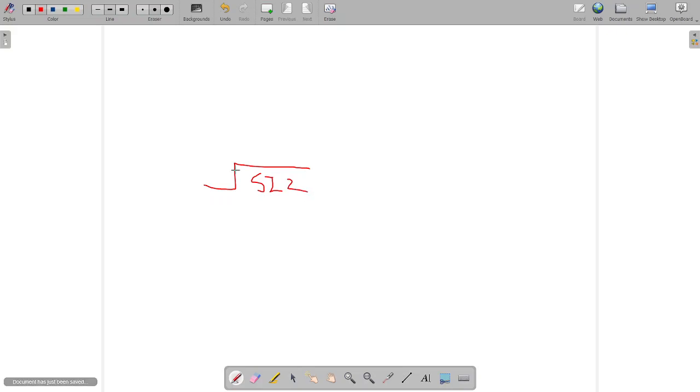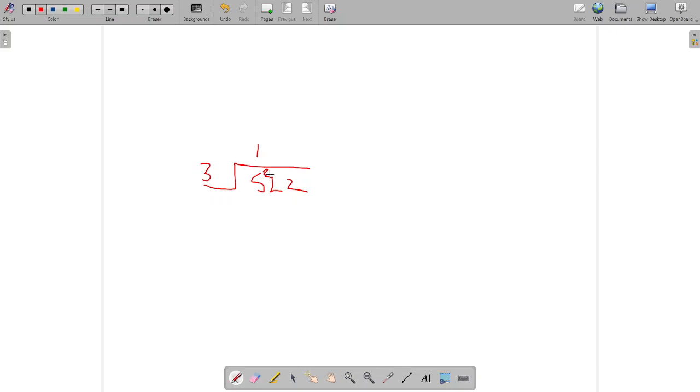522 divided by 3. So how many 3's go into 5? Again, with the bus stop method, we start with the largest one and go that way, whereas everything else we're going the other way around. This is from the largest to the smallest, so it'll take a little while to get used to. So it's 1, and there's a remainder of 2.